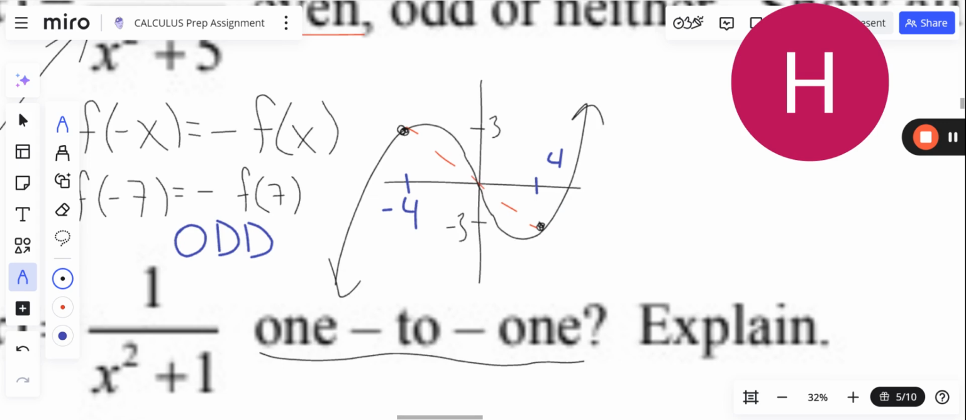So you might get a function that looks something like this. See how there's symmetry, but it's across the origin. It's not straight across the y-axis. It's like every single point has a sort of sister point or a matching point. Okay? So this is the definition of an odd function.